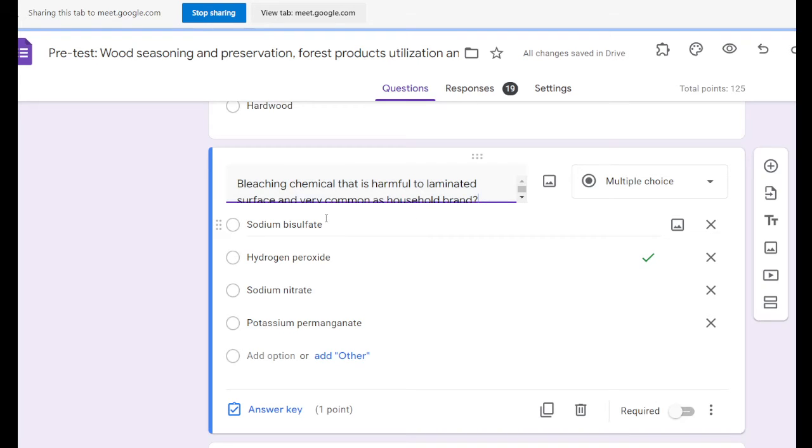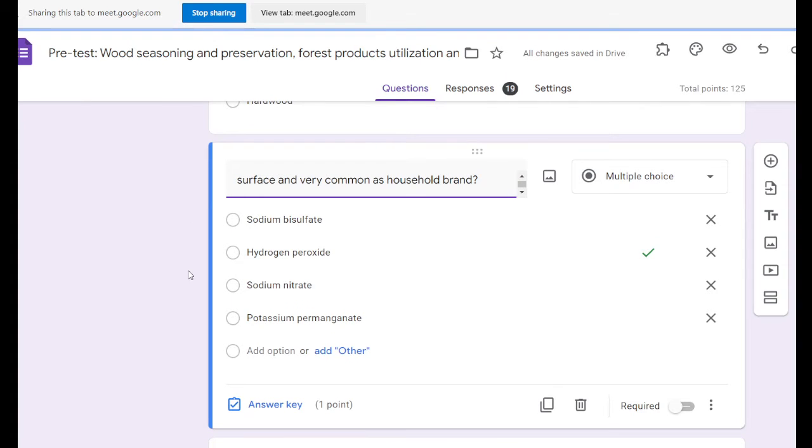Hydrogen peroxide is used for cleaning the bathroom. At lower concentration, it is bleaching too. At lower concentration, hydrogen peroxide is used to clean wounds. You can buy hydrogen peroxide at Mercury Drug or any drugstore. It's a bleaching chemical that is harmful to laminated surface. Okay? If it drips on your furniture, like laminated boards, your wood turns white. That is the effect on your furniture, it turns white.